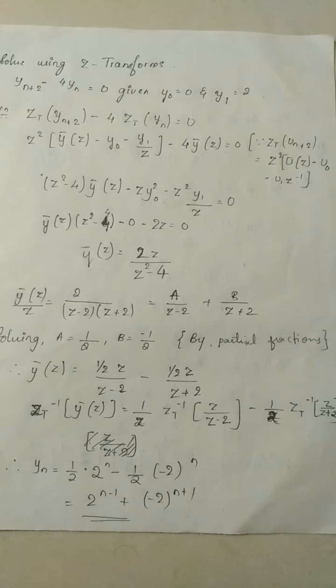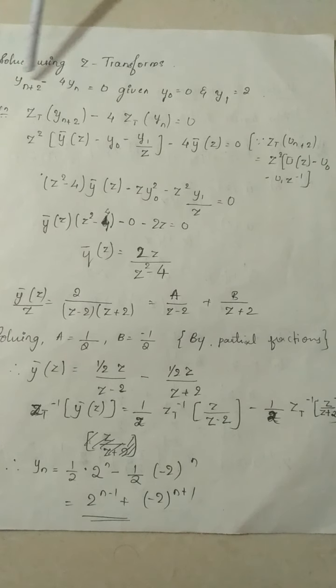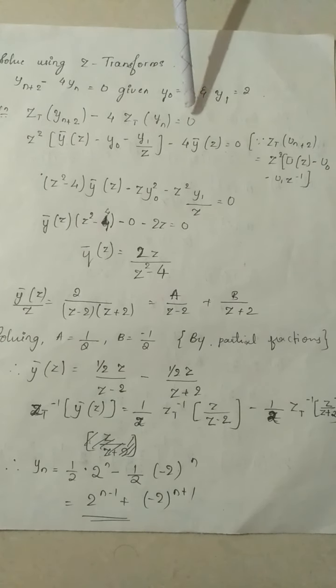Now, one more important application of Z transform is solving difference equations. Now let us solve difference equations using Z transform. The difference equation is written as y n plus 2 minus 4 times y n is equal to 0. Given conditions are y 0 is equal to 0 and y 1 is equal to 2. We have to solve this difference equation using Z transform. Now consider Z transform on both the sides of the difference equation. That is Z transform of y n plus 2 minus 4 times Z transform of y n is equal to 0.